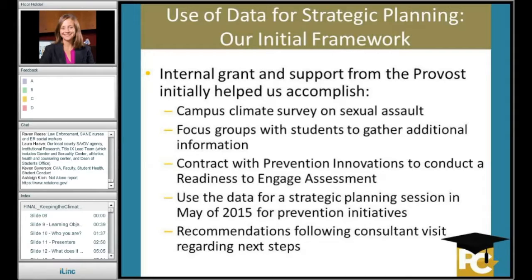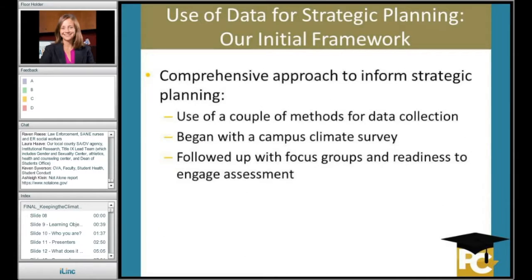So for us, it was we knew we needed data. We knew we needed more information. Where do we start? So we did start with a phone call with Jane and submitted requests for funding, which we then received and were able to actually put our ideas into action. And so really we took a comprehensive approach.